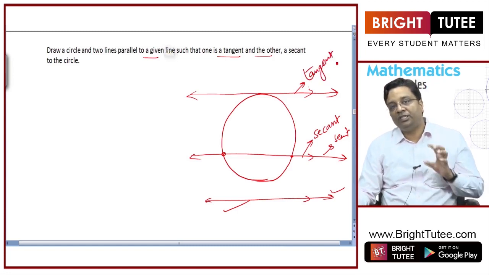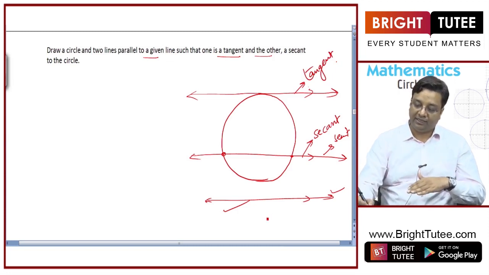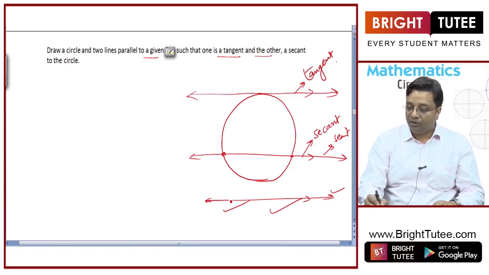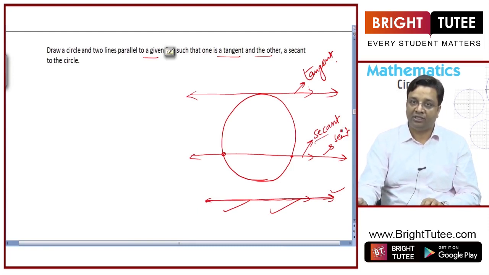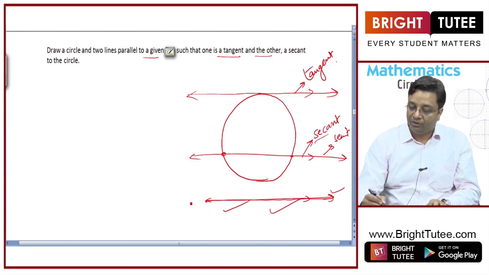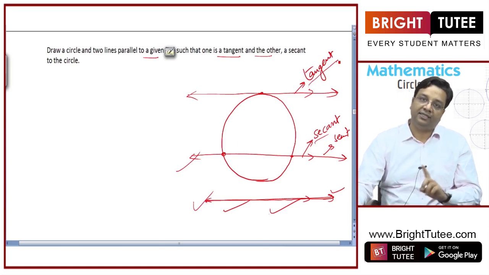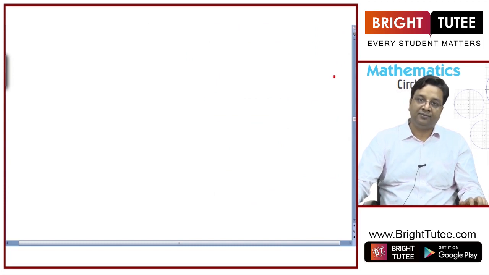So first of all you need to draw a circle, then you take a line which is a non-intersecting line. This one is the non-intersecting line. Then you draw a line parallel to this which cuts the circle at 2 points. This line will be known as secant to this circle, and then you draw another parallel line to these lines which touches the circle at a single point. This line is known as tangent. So this was about this exercise.